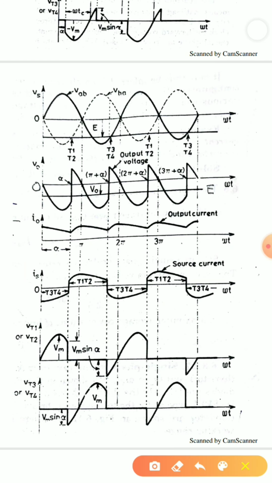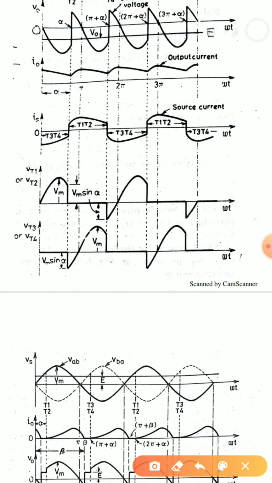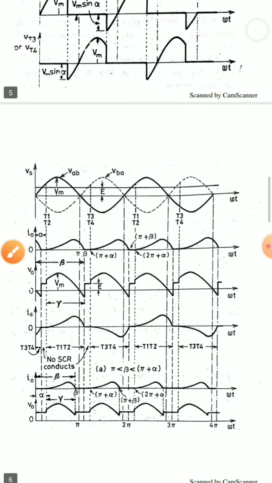The output current is staying positive because the thyristor has to be turned on. If the thyristor is on, then only this operation is possible. So the direction of current is through the thyristor. That is why I am getting a positive I naught, the output current to be positive. VT1, as earlier we know, is Vs minus V0. So this was the second case.